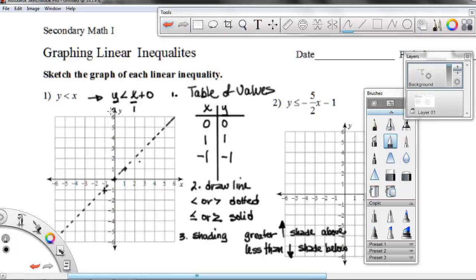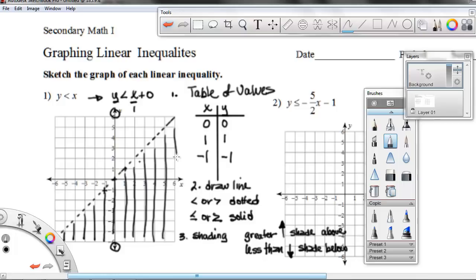So in this case, above would be pointing up, below would be pointing down, and we have less than, so we will shade the region below. A good way to do this is just to draw yourself some light lines. You don't have to color it in very dark, just give yourself enough indication to show that on your paper you know where the shading belongs.